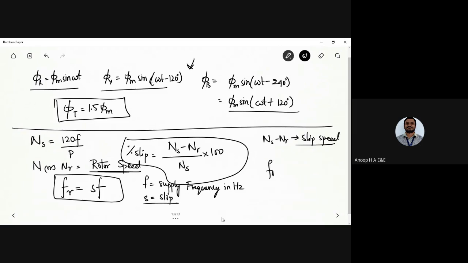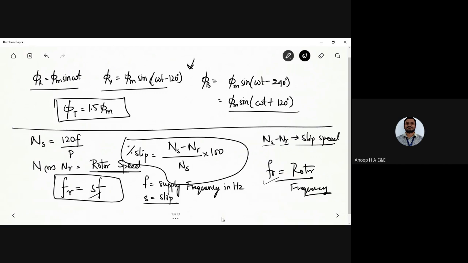And what is fr? Anyone in the meeting? Frequency of rotor. Yeah, we call it the rotor frequency. Simple as that. So all these formulas, whatever I have written, we'll be using them to find out the value of the slip and the value of the rotor frequency.